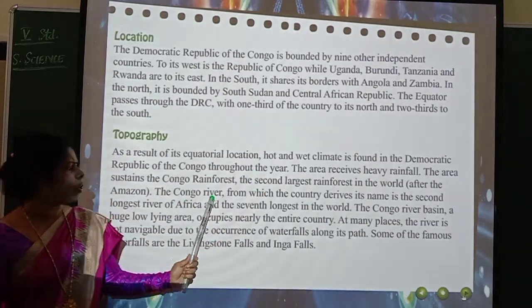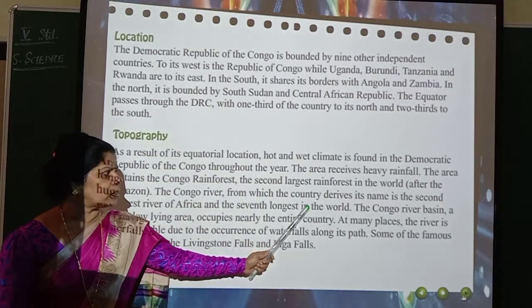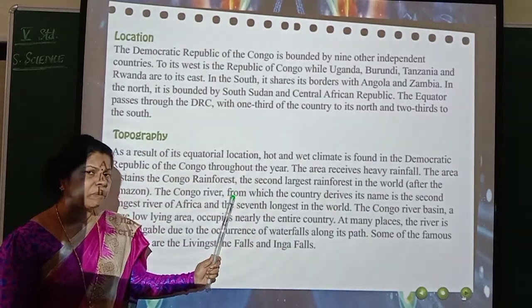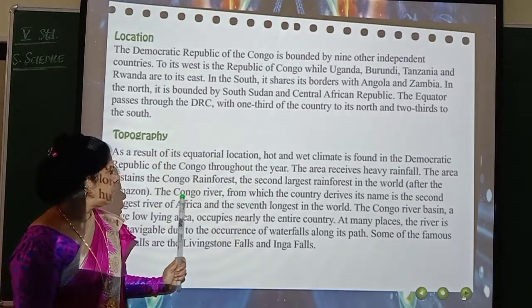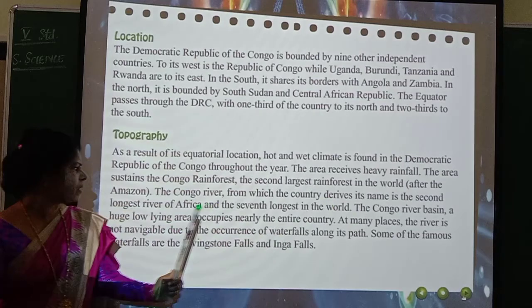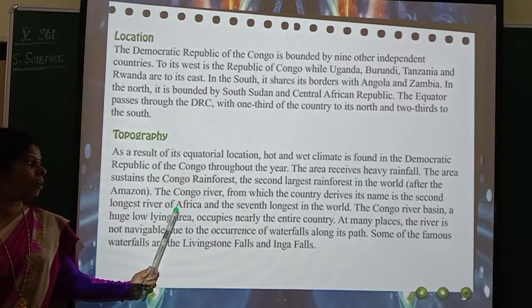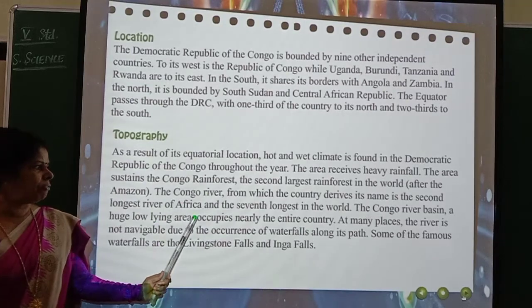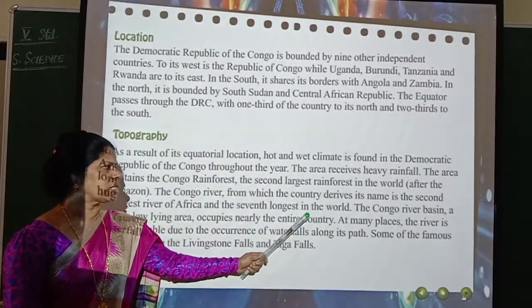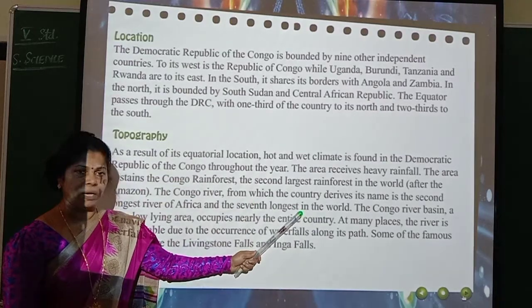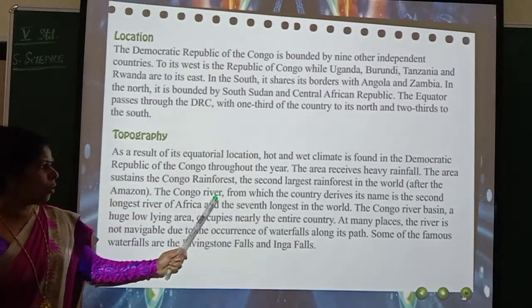Now the Congo River, from which the country derives its name. So how did that country get the name? Because of the river Congo. The Congo River is the second longest river of Africa, and the seventh longest in the world. Okay, that river, the Congo River.